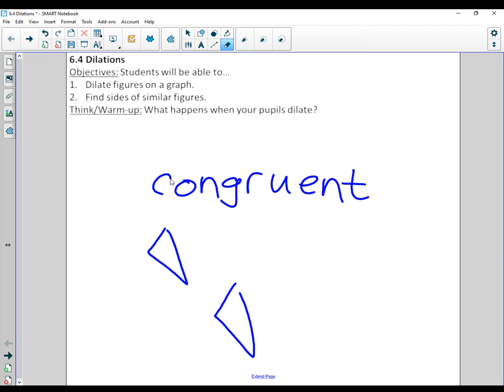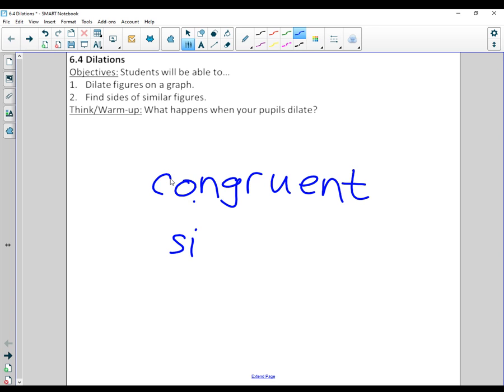But when we do dilations, maybe the think/warm-up is what I should hit first. What happens when your pupils dilate? They get smaller or bigger. That's it, right? You're making a shape smaller or bigger. So you don't make the same congruent shape. You make a similar shape.